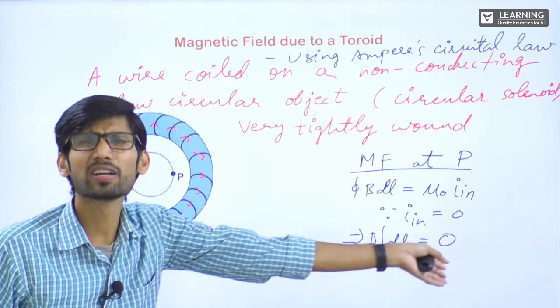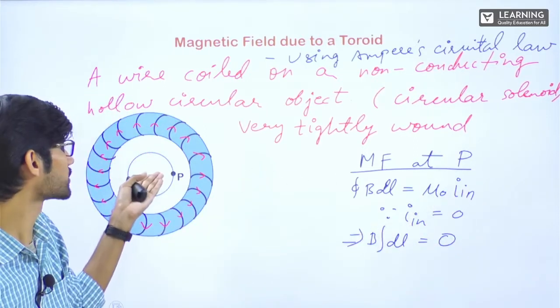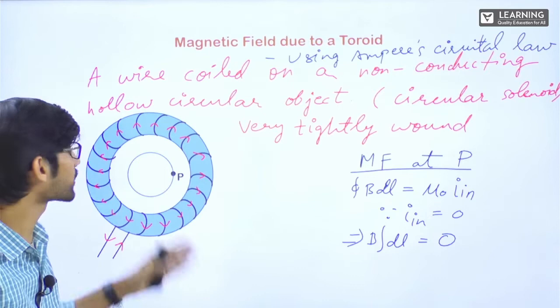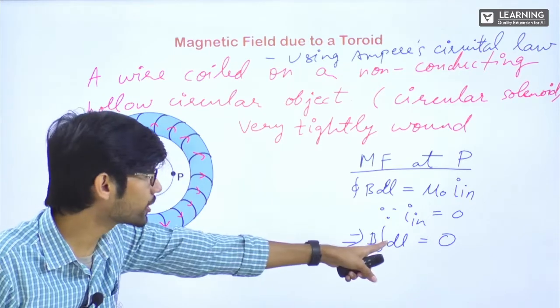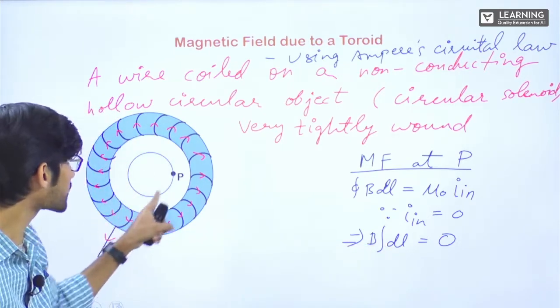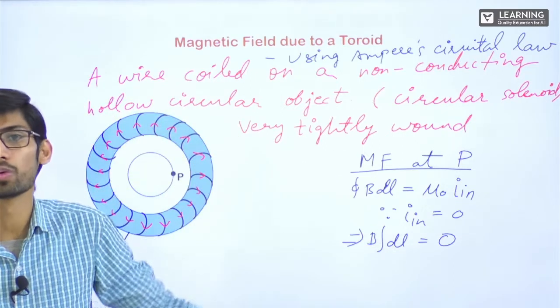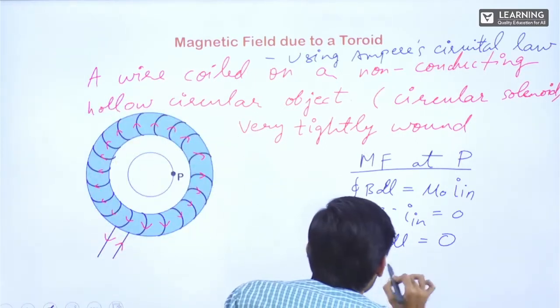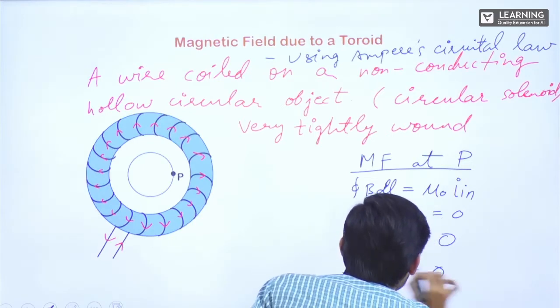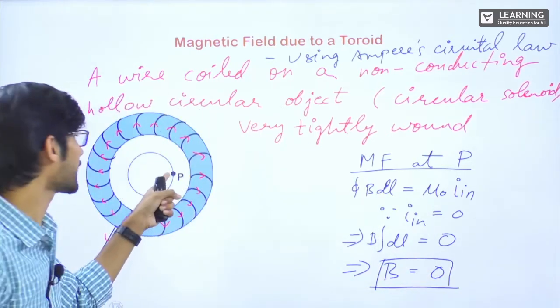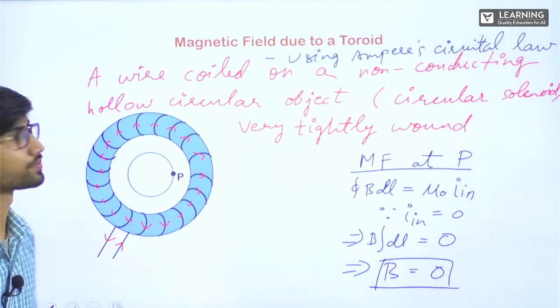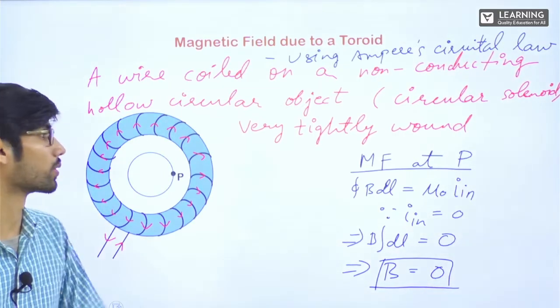You can write B dl cos theta also. We don't know the angle because there is nothing. If I do integral dl, this will be entire circumference. That means integral dl is not 0 for sure. So what is 0? Magnetic field is 0. B is equal to 0. Clear? Inside this, at this free space, B is 0. B is 0. Note down.